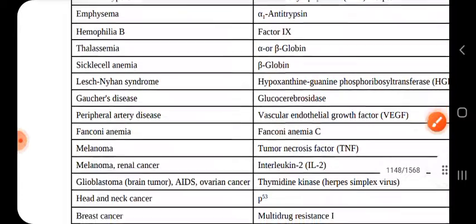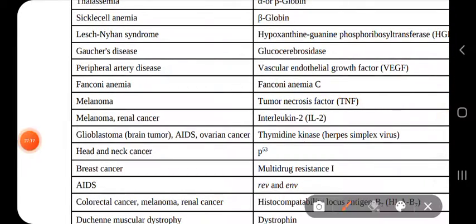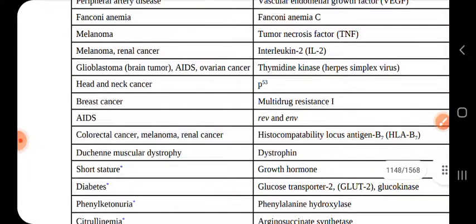So you can see various types of disease, even some tumors and some cancers, are also being treated with gene therapy. You can use gene therapy for treating cancer also. You can see renal cancer, then melanoma, renal cancer, which occurs due to the abnormal expression of the gene responsible for interleukin 2. Then head and neck cancer, the P53 gene, which is a tumor suppressor gene, as you know. Then breast cancer, AIDS.